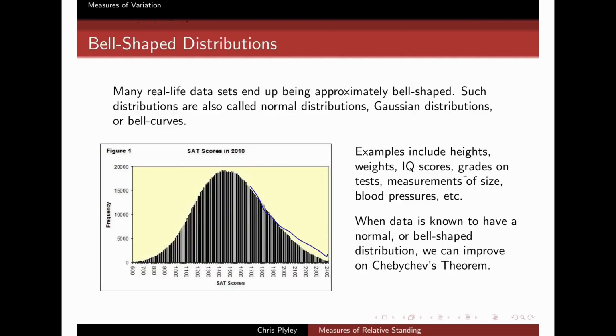And this is a very famous type of distribution. There are countless examples in nature and in the real world where we see this distribution, so it's very popular, and it's not a big stretch to think that a lot of our data will end up having this sort of shape. So it's a very important shape to understand, and things like IQ scores, grades on tests, any measurements of size, heights, weights, all of these things tend to have this bell-shaped distribution.